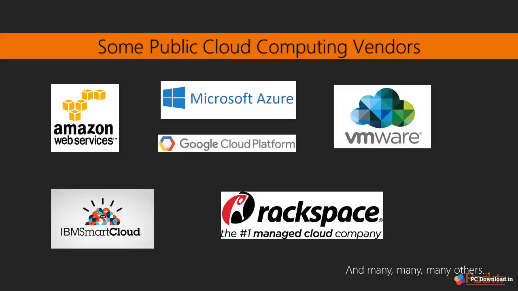Now, when giving you some names, typical well-known public cloud computing vendors, there's Amazon AWS, Microsoft Azure, Google Cloud Platform, VMware as a joint venture with AWS, as they announced at their latest conference a couple of weeks ago, IBM Smart Cloud using SoftLayer as an underlying technology, and Rackspace as a global hosting provider. And besides these partners, there are obviously many other ones as well.